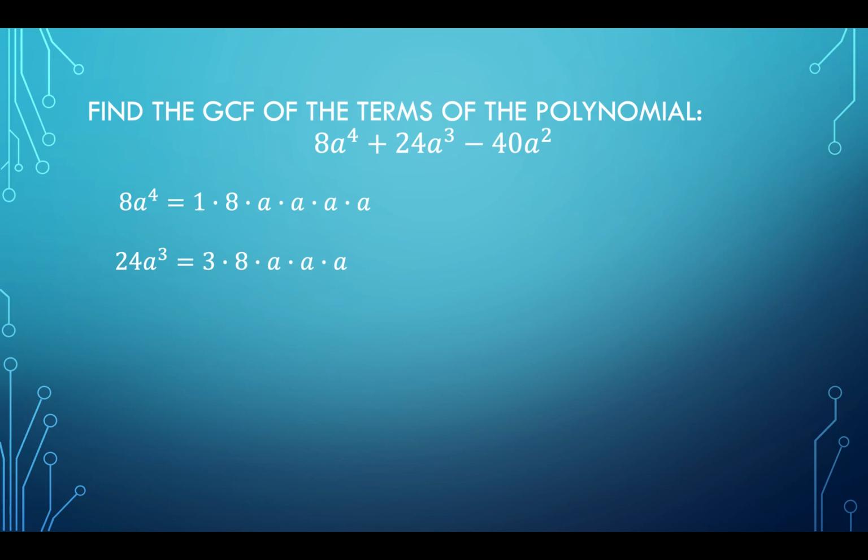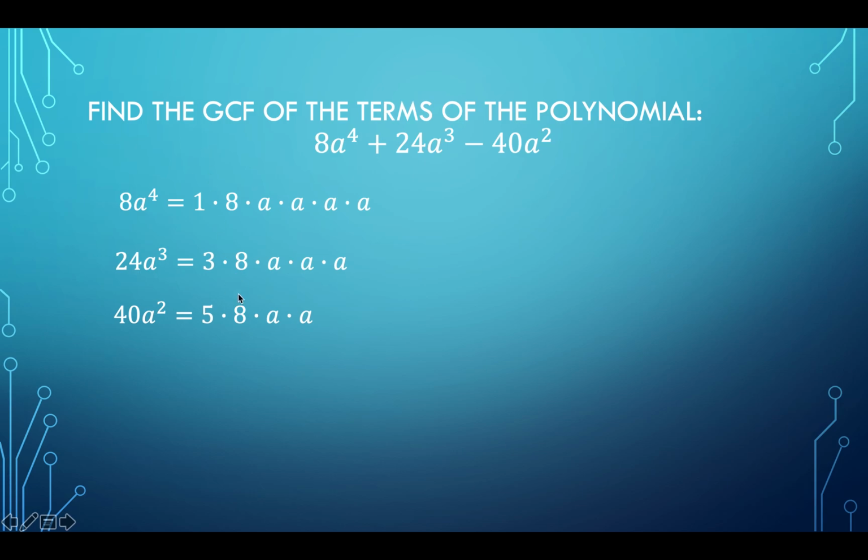How do we get 24? 3 times 8. And then how do we get a to the third? A times a times a. And how do we get 40a squared? 5 times 8 and a times a. So now we're going to look. What's our greatest common factor in all of these?